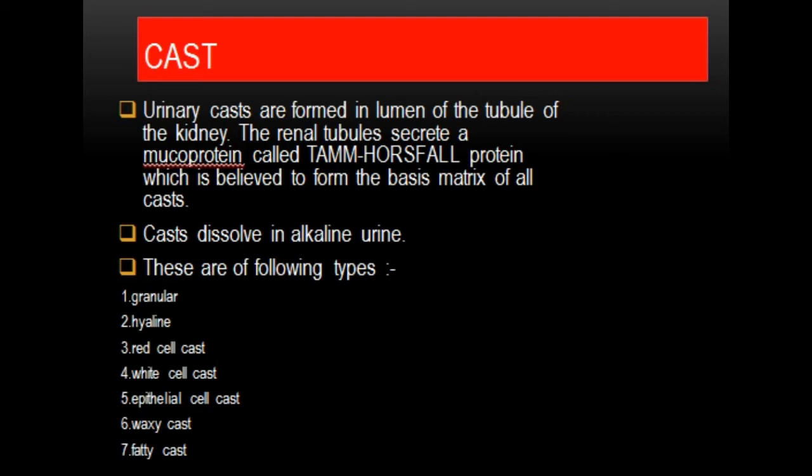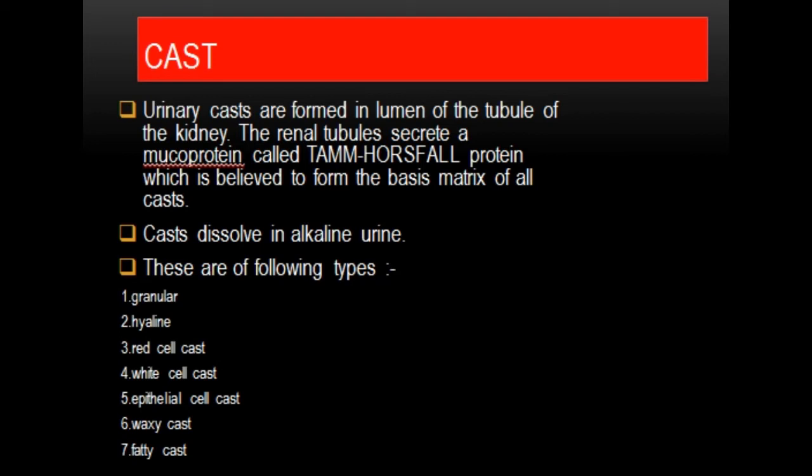However, normally they are formed due to the presence of a mucoprotein called Tamm-Horsfall protein, which is believed to form the basic matrix of the cast. The property is that these casts can easily be dissolved in alkaline urine.